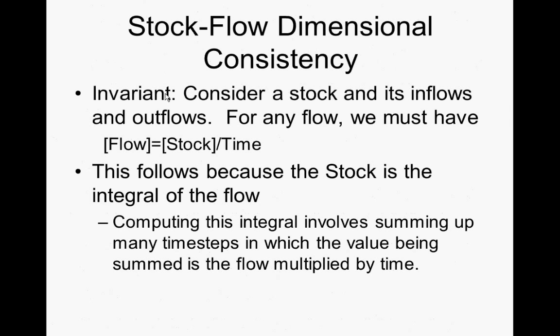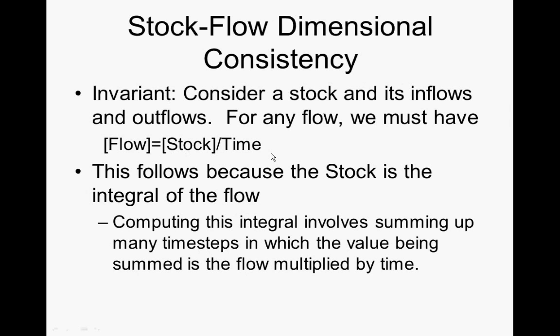The flows are going to have what unit, what dimensions associated with it? It's going to be what? If a stock is persons, the dimensions of the flows are going to be what? Person per time. We might write it this way. The dimension of a flow is equal to the dimension of a stock divided by time.